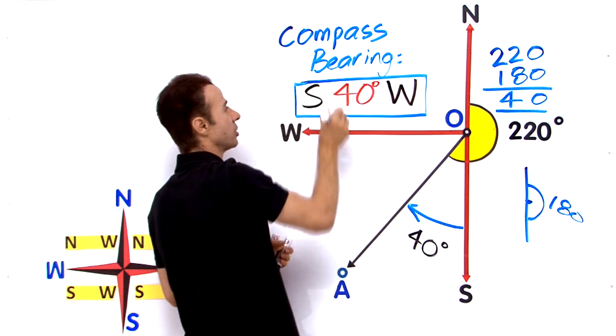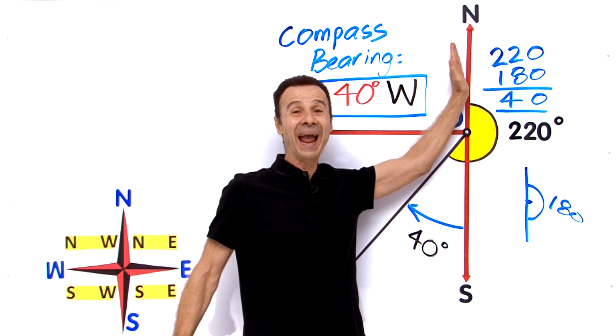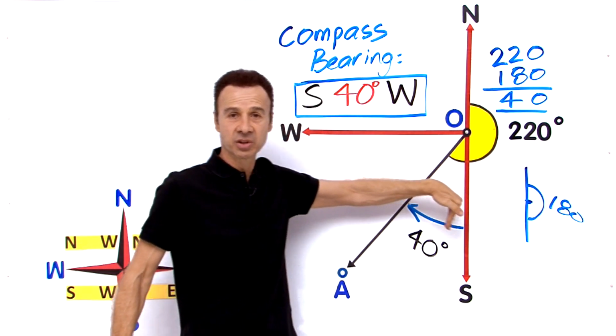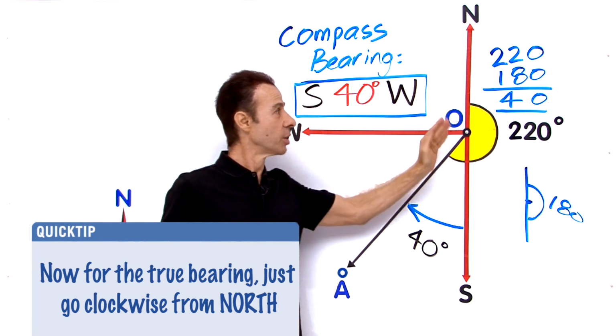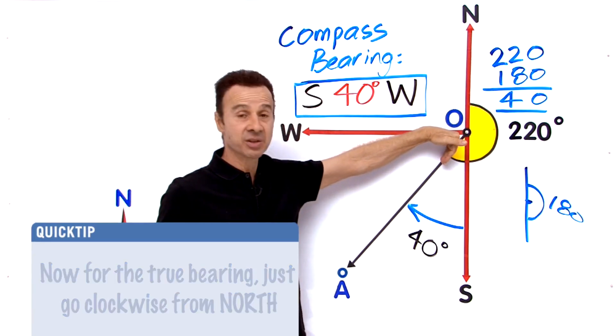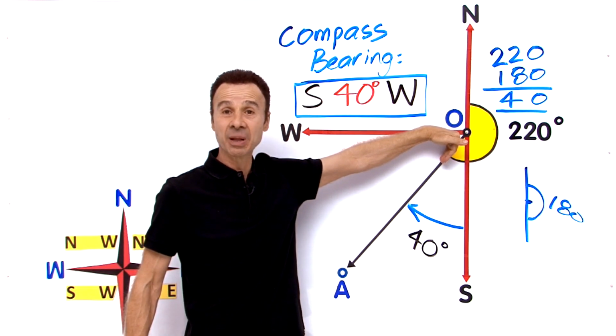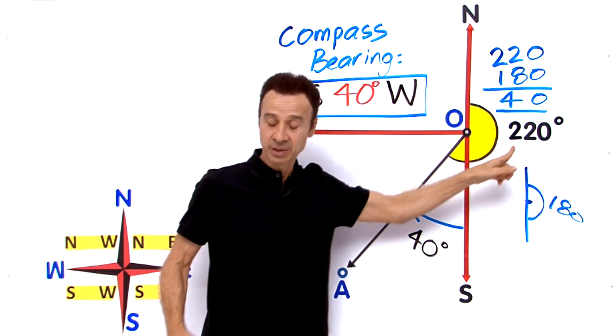Let's move on to the true bearing. Now what's a true bearing? A true bearing is from north. It's the angle clockwise to this desired direction, which is along here at A from O. You'll notice that it already starts at north and it goes 220 degrees. So it looks like the bearing's already been given to us. So the true bearing is 220 degrees.